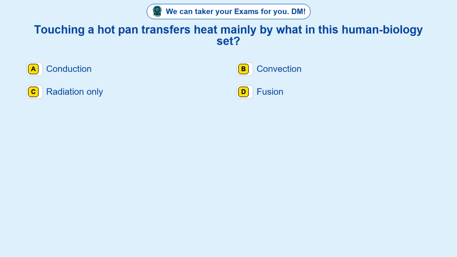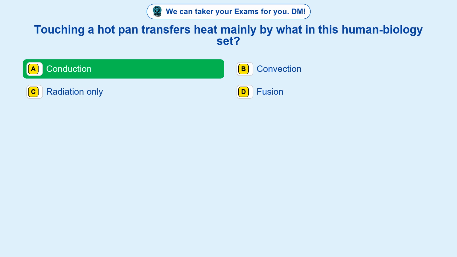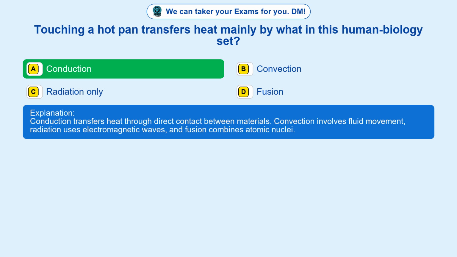Question 75. Touching a hot pan transfers heat mainly by what in this human biology set? Option A, conduction. Option B, convection. Option C, radiation only. Option D, fusion. The correct answer is option A, conduction. Conduction transfers heat through direct contact between materials. Convection involves fluid movement, radiation uses electromagnetic waves, and fusion combines atomic nuclei.